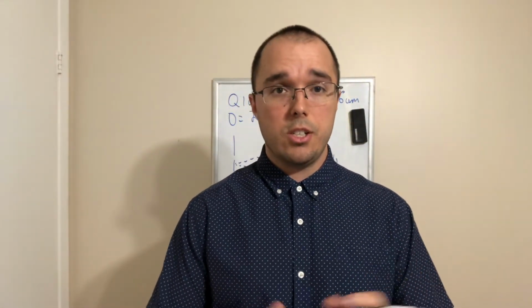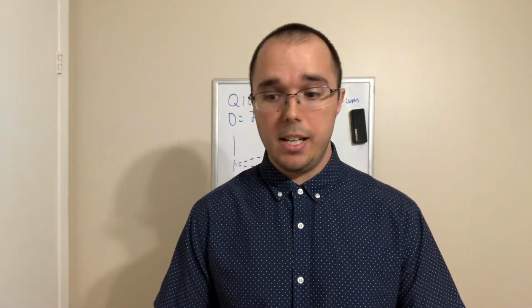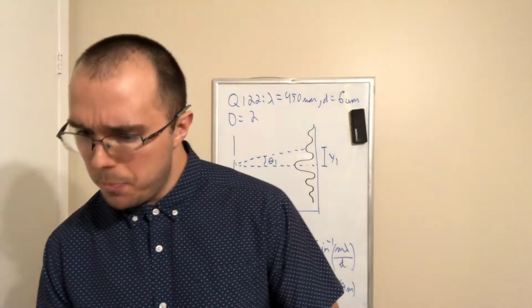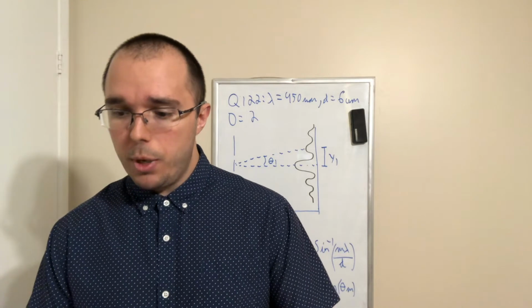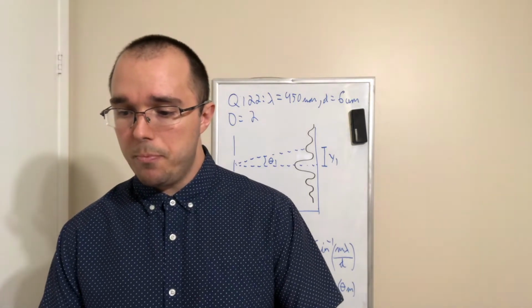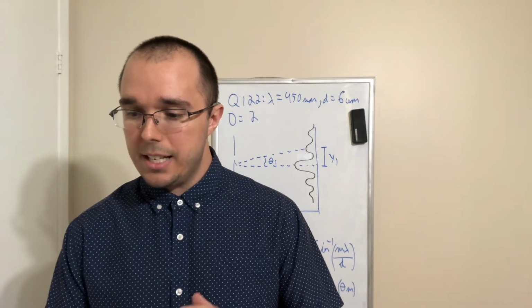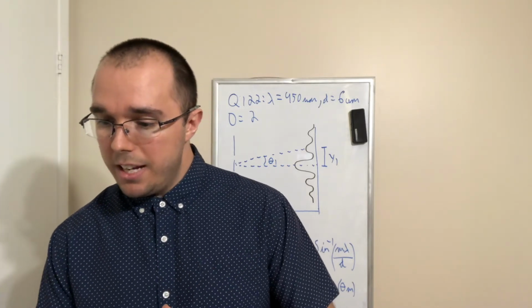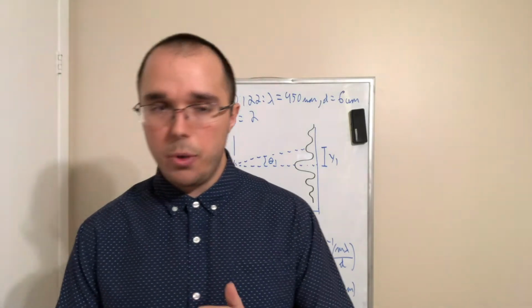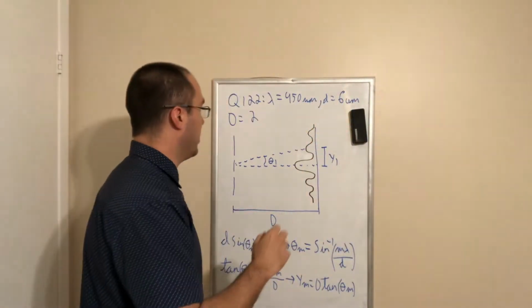All right, this is the last example of chapter 6, question 122. First, let me read the question. Blue light with a wavelength of 450 nanometers is shone upon two slits. The distance between the slits is 6 micrometers, and the distance between the slits and the screen is 2 meters. First, let's write down the relevant information.